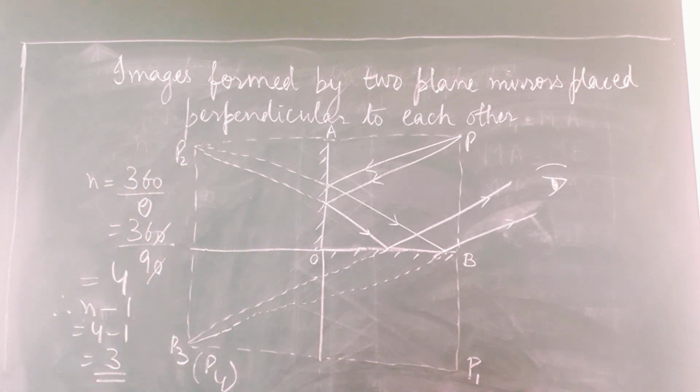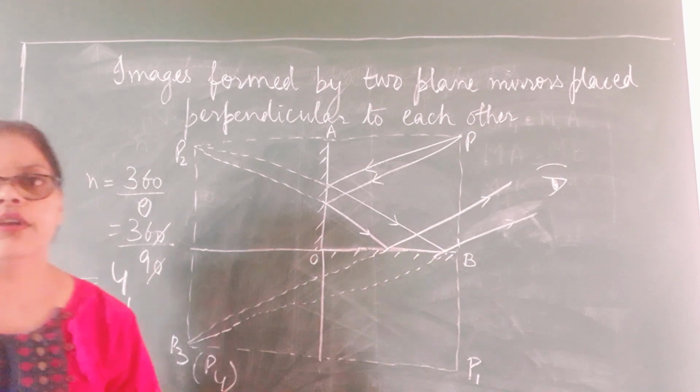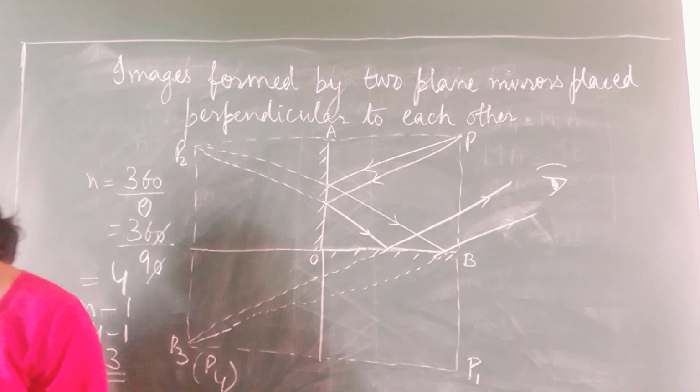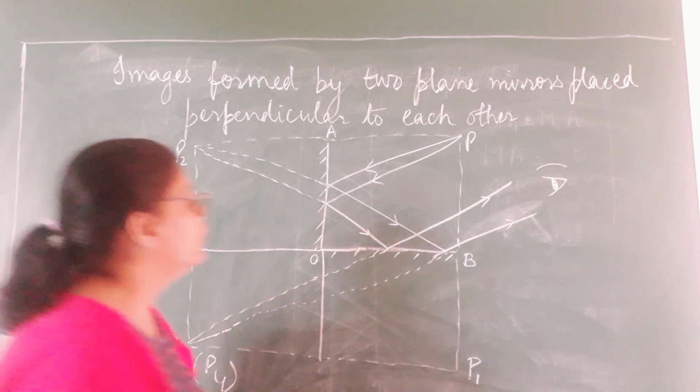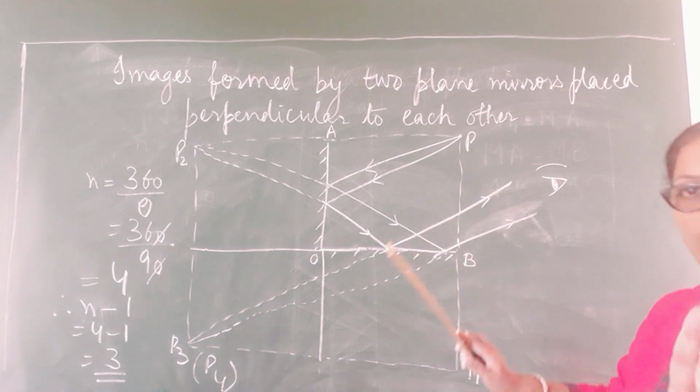Just have a careful look. This is the diagram which actually shows you the number of images which are formed when the plane mirrors are placed perpendicular to each other. And you have to be very, very careful while you draw. How do you begin? And remember one more point I would like to tell you.